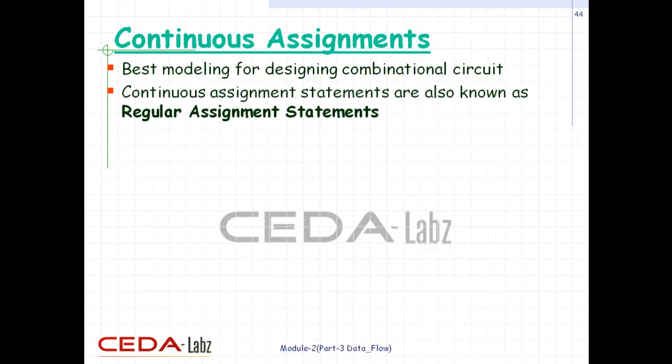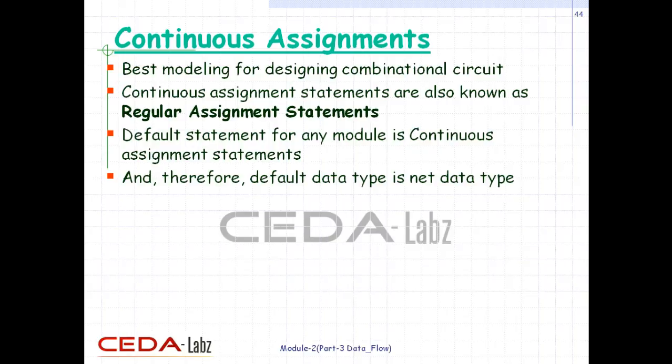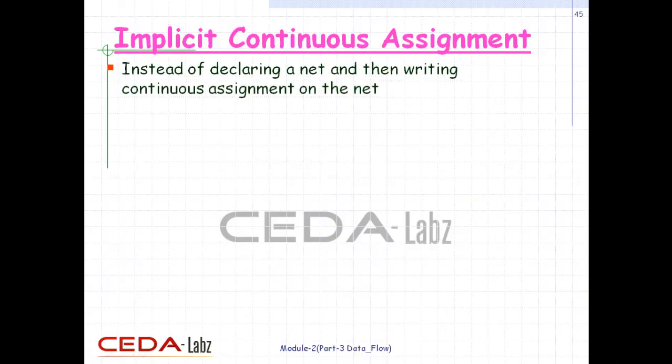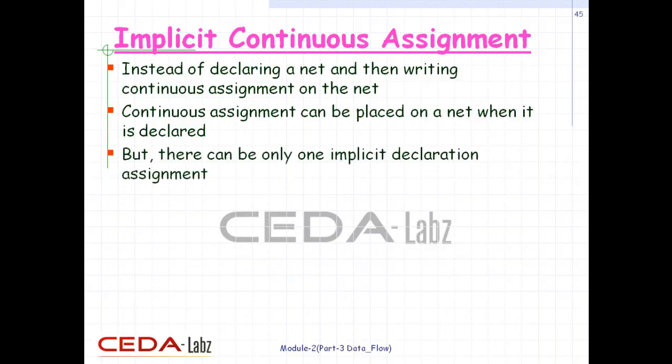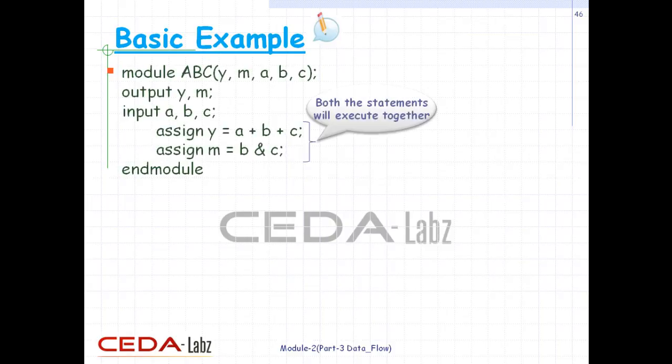These statements are also known as regular assignment statements. This is the default statement for any module. Thus, default data type for any module is net type and default port is also of net type. Instead of declaring a net and then writing a continuous assignment on the net, Verilog provides a shortcut by which a continuous assignment can be placed on a net when it is declared. There can be only one implicit declaration assignment per net, because a net is declared only once. In this example, an implicit continuous assignment is contrasted with a regular continuous assignment. This is a basic example showcasing the use of continuous assignment statement.